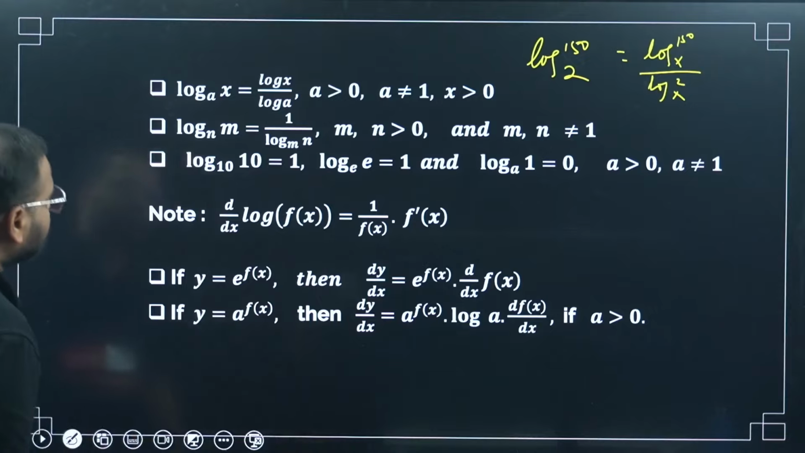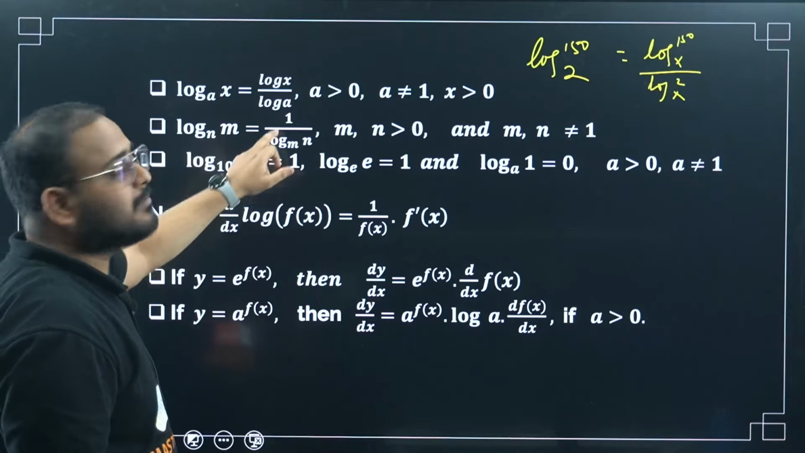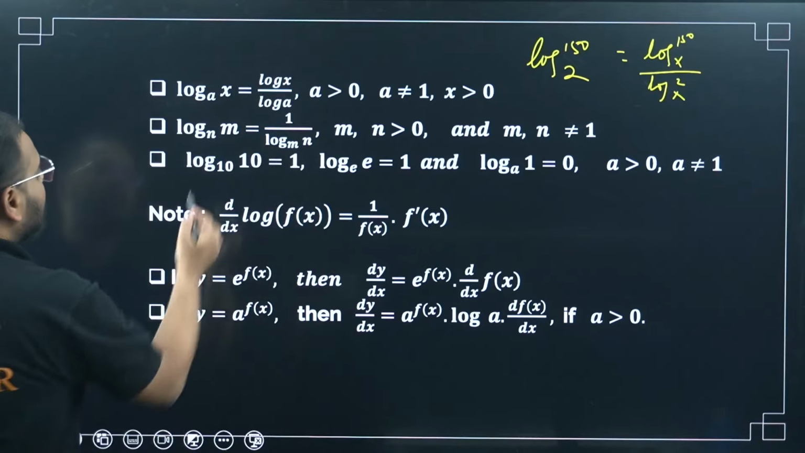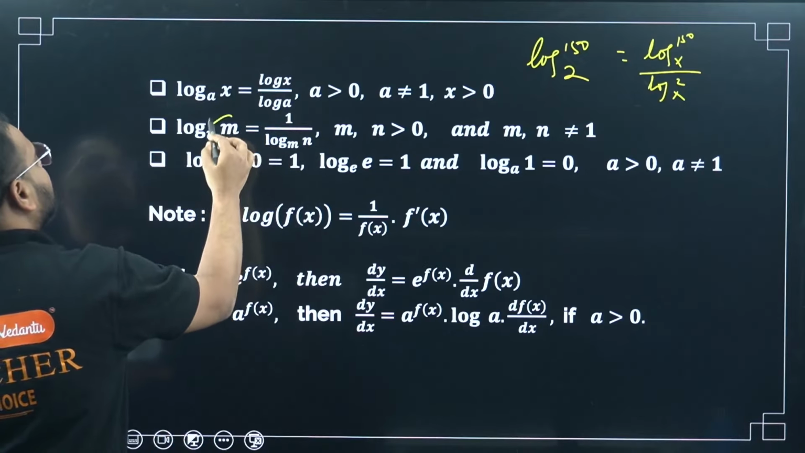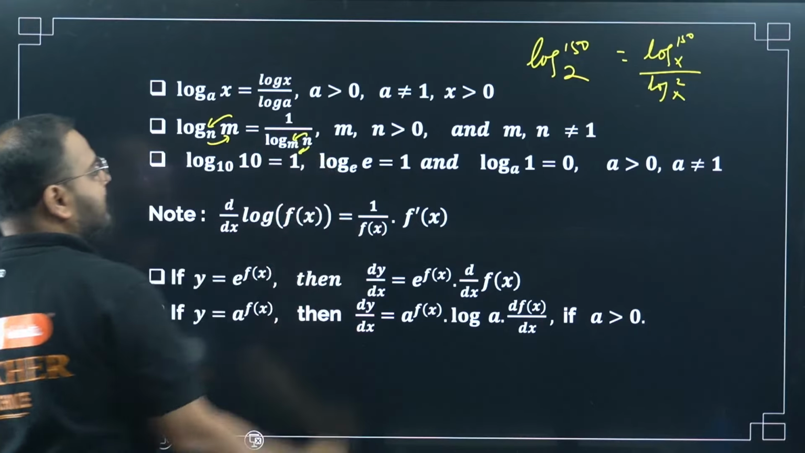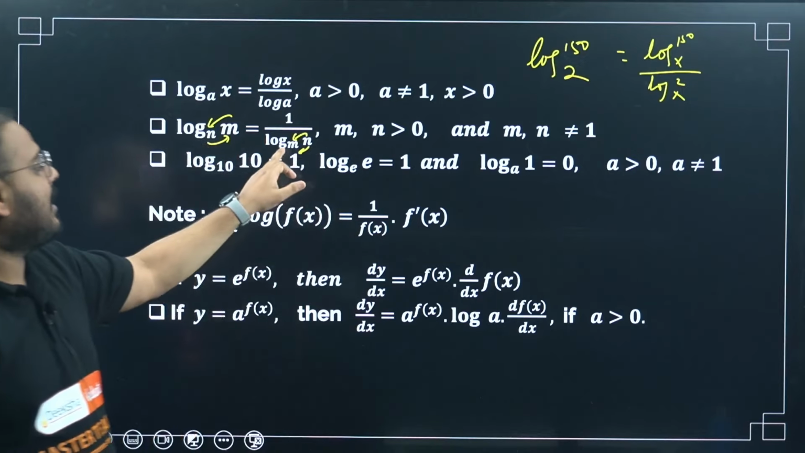Again, log of m to the base n is simply the reciprocal of log of n to the base m. So basically what is happening here? m and n are interchanging their values. Please check here. n becomes m, m becomes n. So here n was the base, here m is the base.